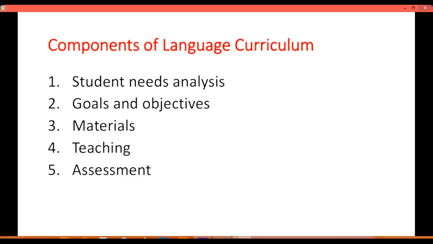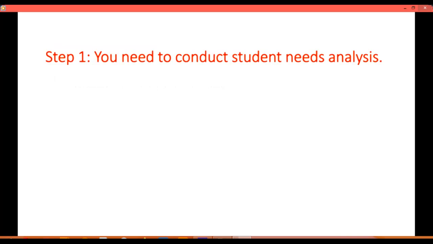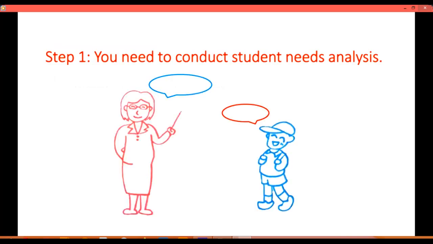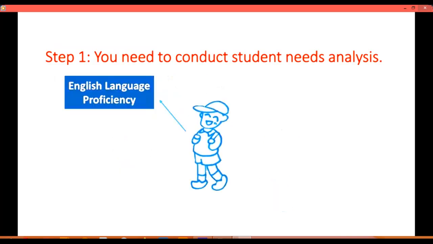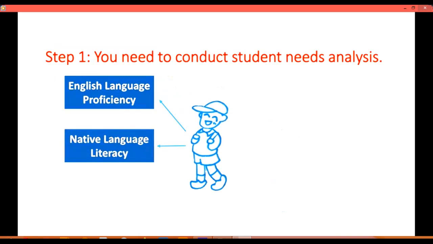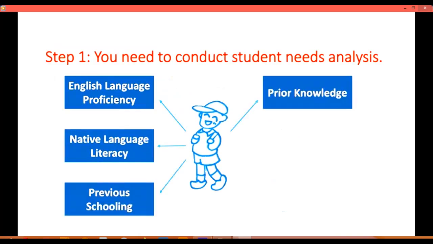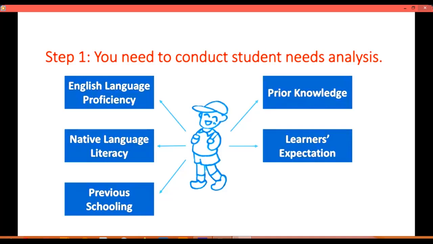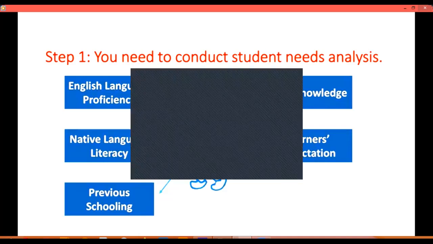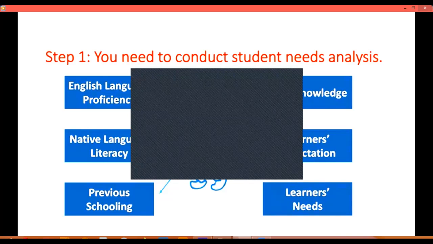Thus, to design a language curriculum, there are 5 steps for you to follow. Step 1. You need to conduct students' needs analysis. To satisfy students' language learning needs, all related information needs to be collected and analyzed, which includes English language proficiency, native language literacy, previous schooling, prior knowledge, learners' expectations from the course, and learners' needs for the target language.